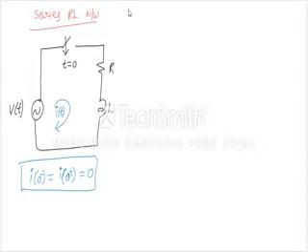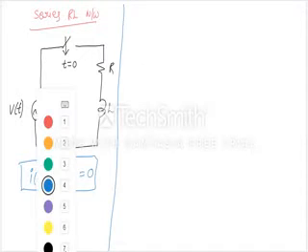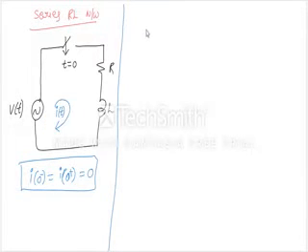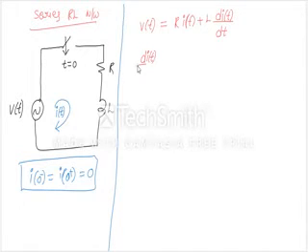Next, after closing the switch, let us observe the analysis. Apply the KVL to this loop. So V of t is equal to R into I of t plus L into d I of t by dt. From this, d I of t by dt plus R by L into I of t is equal to V of t by L.